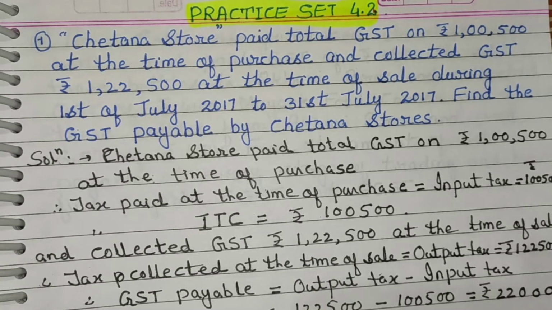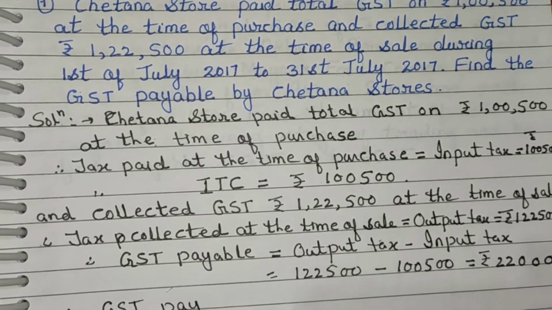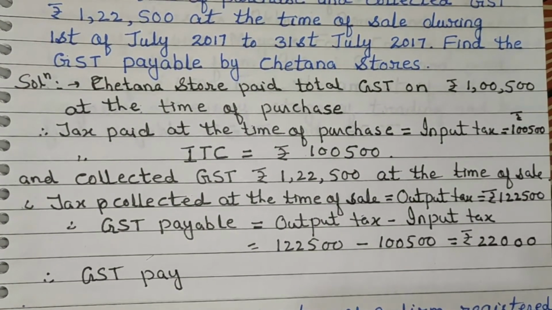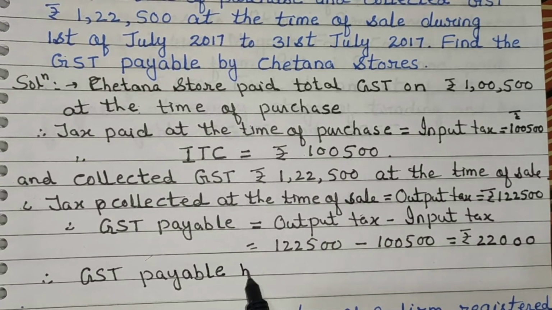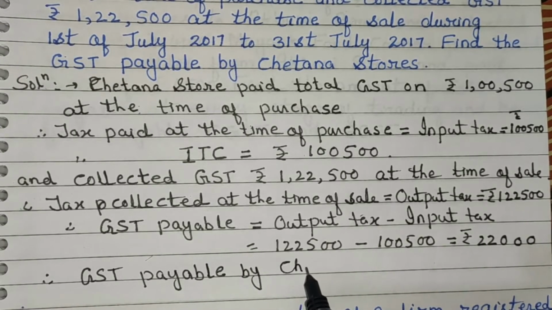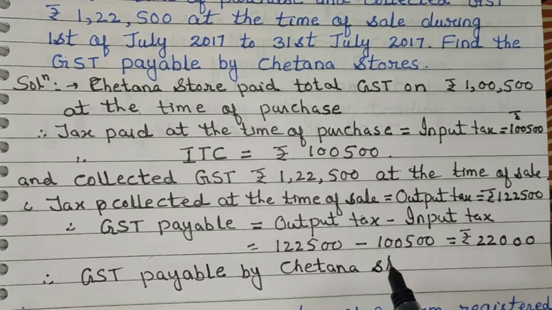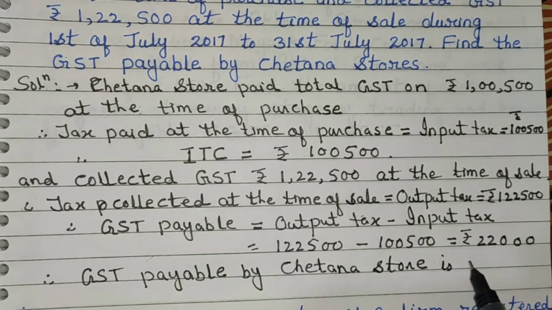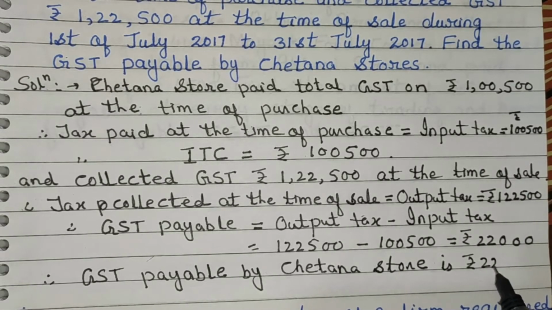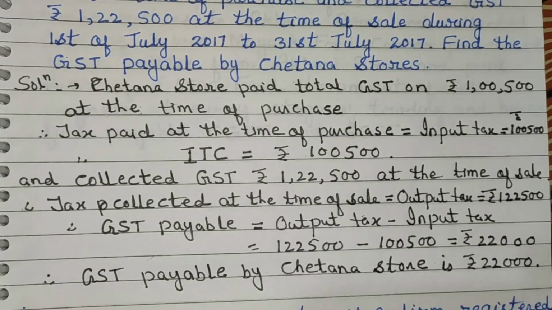Therefore, write down the answer here. GST payable by Chetna Store is rupees 22,000.